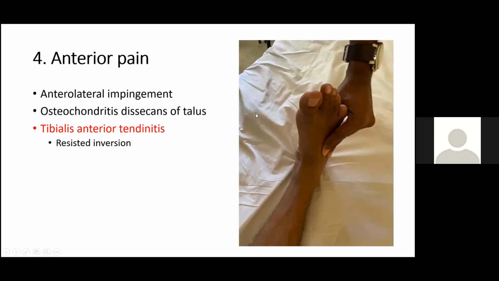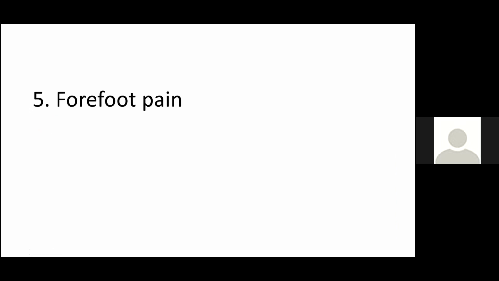Tibialis anterior tendinitis, again seen in athletes. Tibialis anterior will be tender, so there will be a tender point here. And if you try for a resisted inversion in dorsiflexion, which I have already explained, tibialis anterior pain will be aggravated.